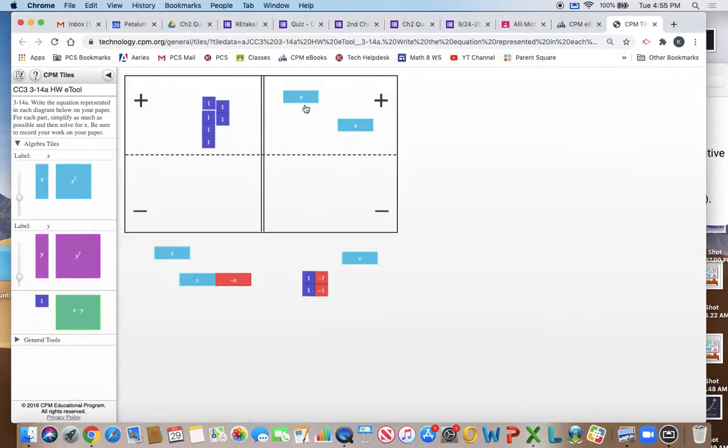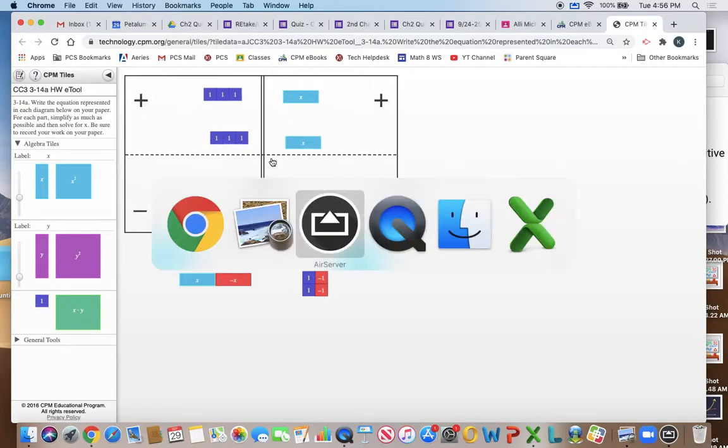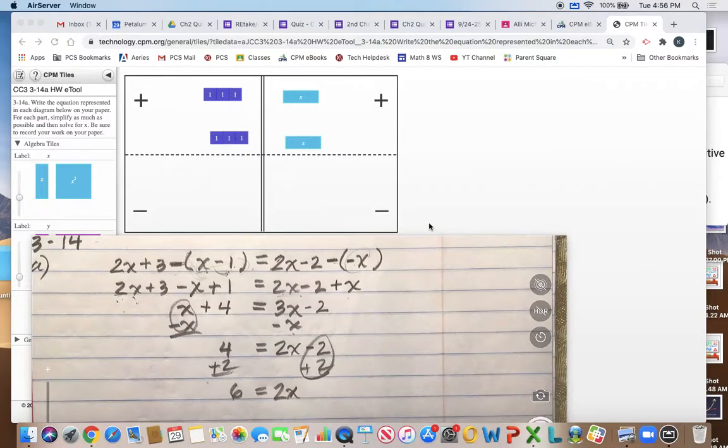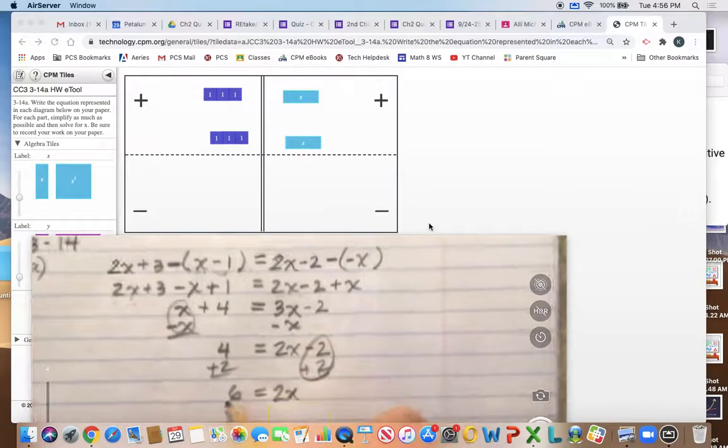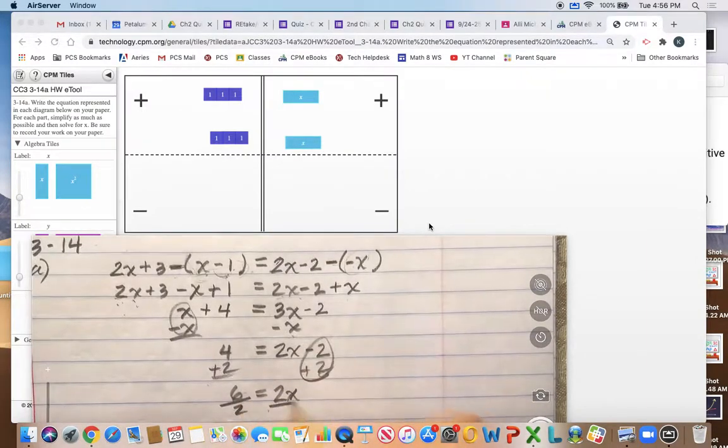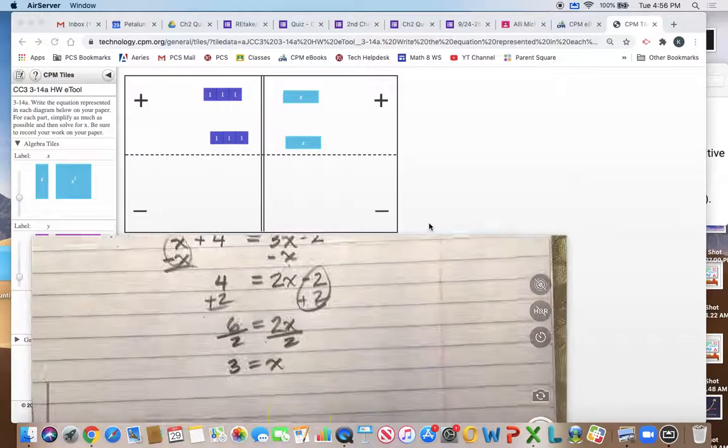So maybe now it's time to divide both sides by the same amount. So I've got 2 x's here. So if I divide those in half, then I can actually take 3 of these and have 3 of these. So it looks like if we divide both sides by 2, that x is going to be equal to 3. So if we do that, divide by 2, then we see that yes, x is equal to 3.